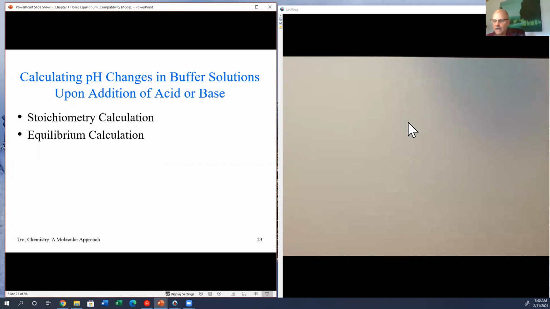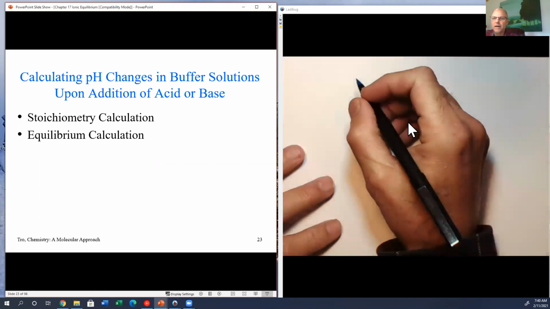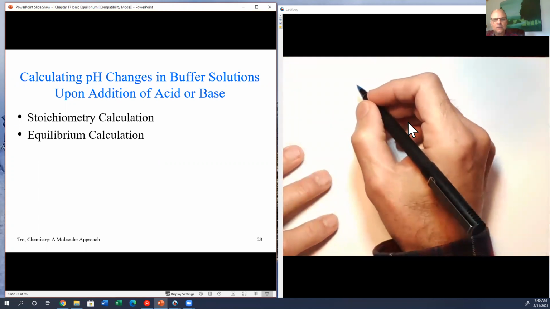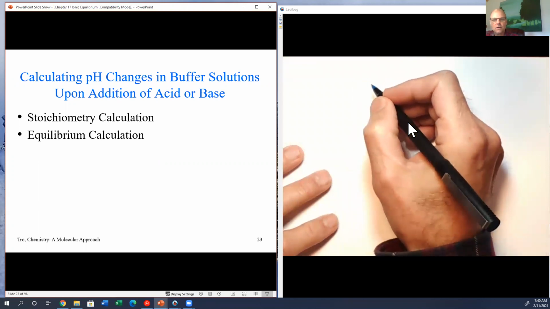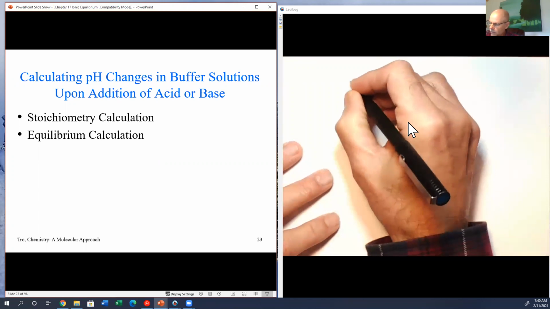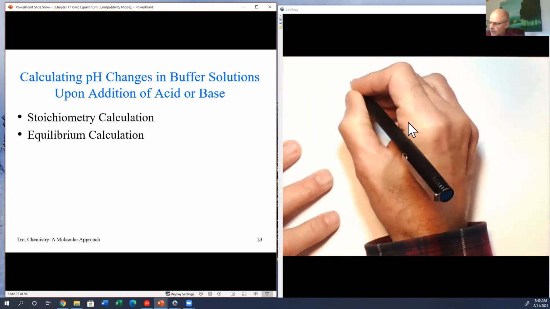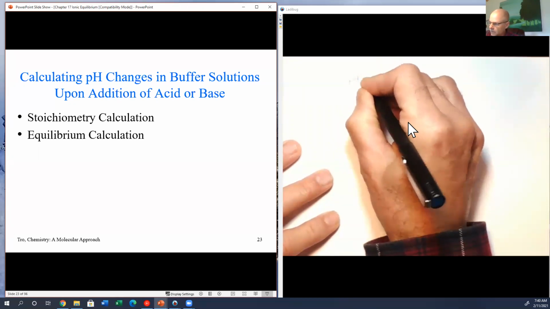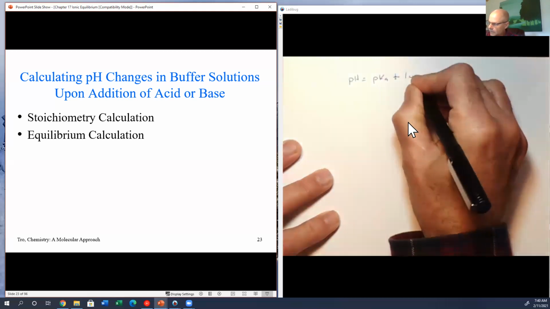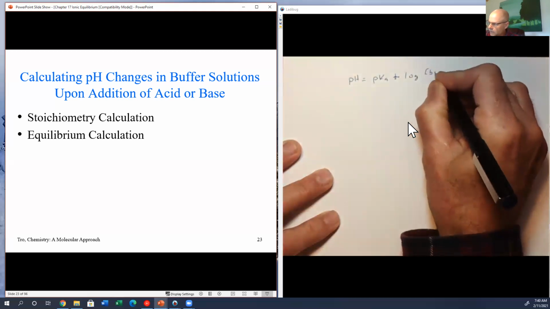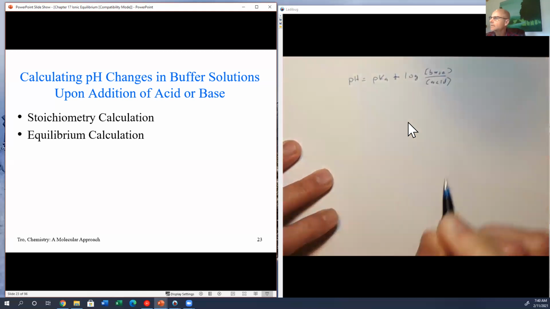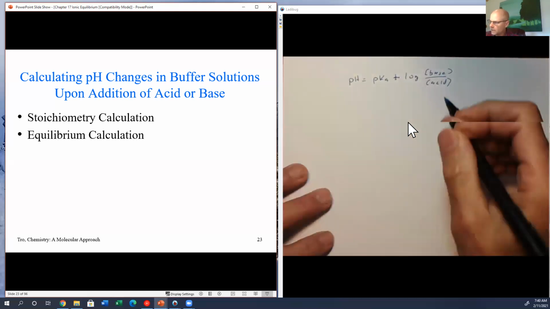If you remember last time, we were looking at buffers, right? Remember, a buffer contains a weak acid and its conjugate base, or a weak base and its conjugate acid. And last time we learned that you can calculate the pH of a buffer using the Henderson-Hasselbalch equation, right? pH is equal to pKa plus the log of the concentration of the base divided by the concentration of the acid. Okay. And these are the initial concentrations.